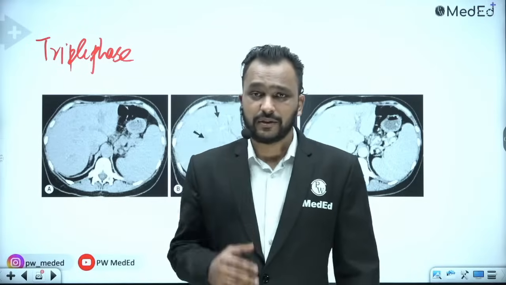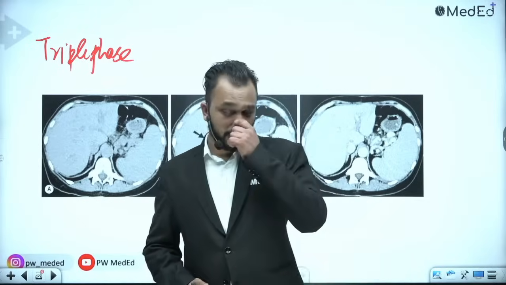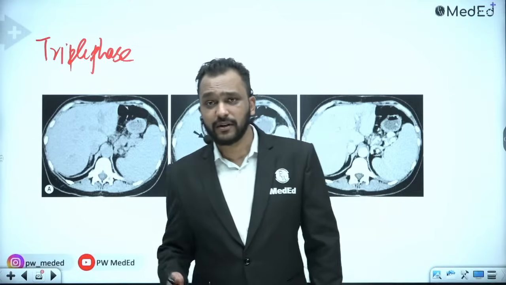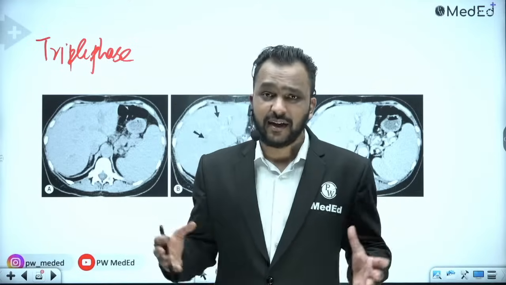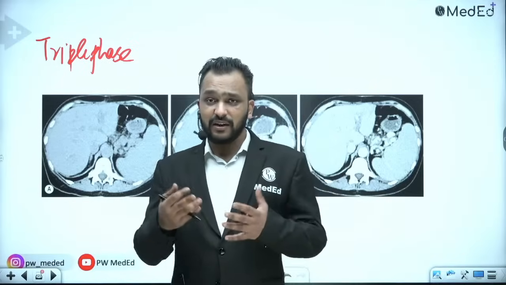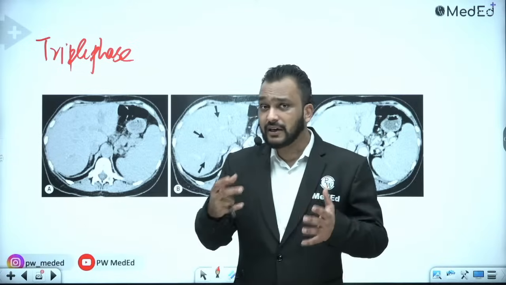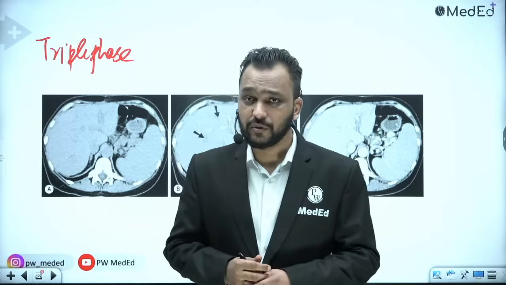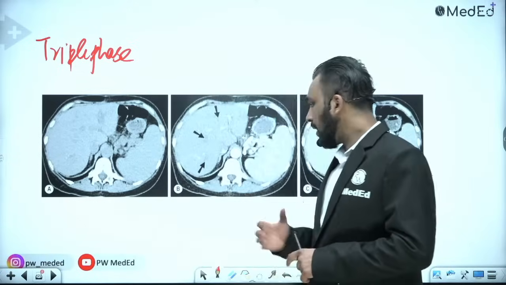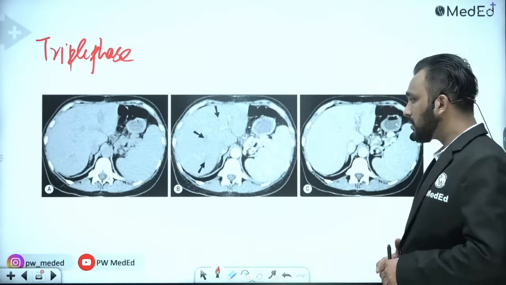Lesions like your hemangioma are going to show peripheral nodular enhancement in the arterial phase. That is why for liver lesions we prefer a triple phase CECT abdomen, right? A dual phase CECT abdomen can also be done. So how do we differentiate between the arterial and portal venous phase?